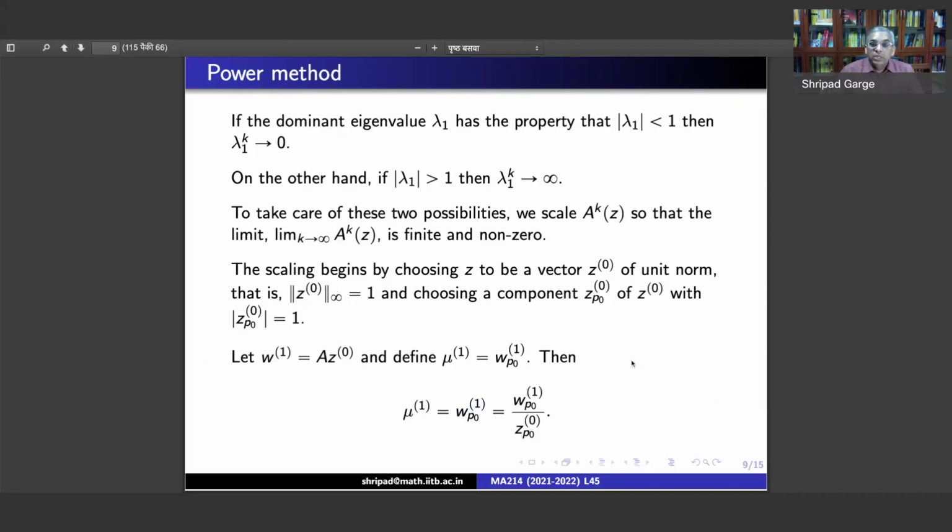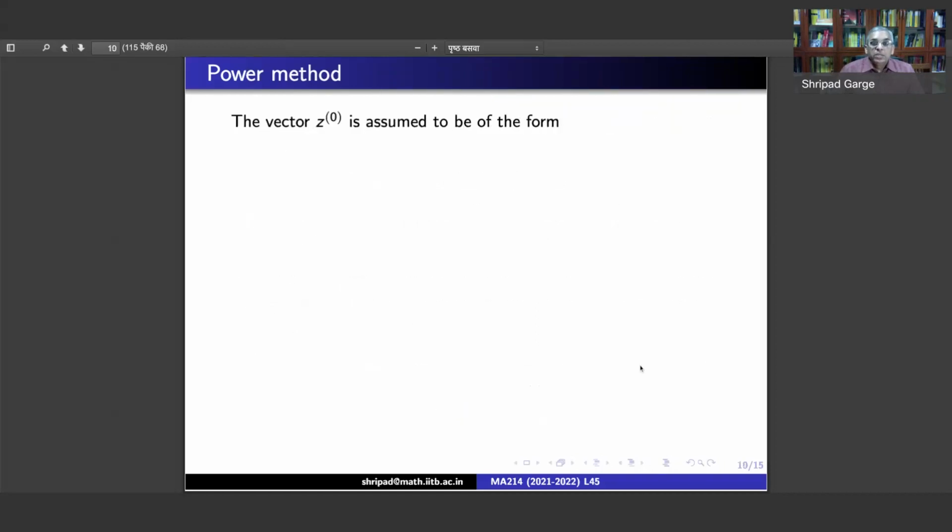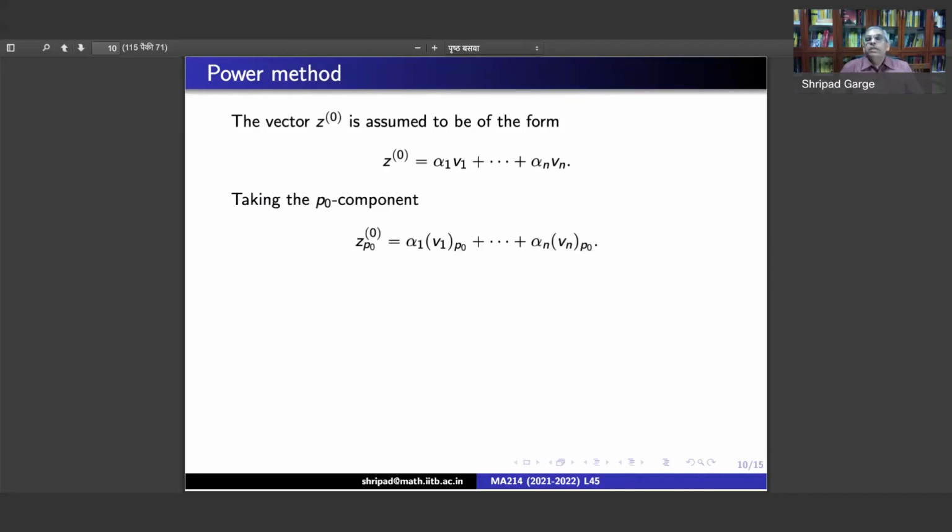That's the norm. Now, we had assumed that our vector z naught is a linear combination of eigenvectors. So this was assumed to be of the form alpha 1 v1 plus dot dot dot alpha n vn, and we took the p naught component. So we had these vectors v1 up to vn. These are the column vectors. Their linear combination gives us the vector z. Then if you wanted to find a particular component in z naught, you simply look at the particular component in all those vectors. So taking the p naught component will give you this.